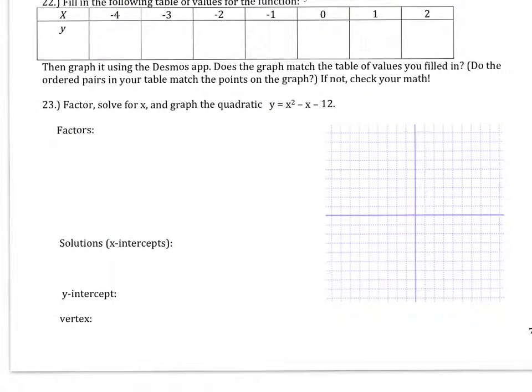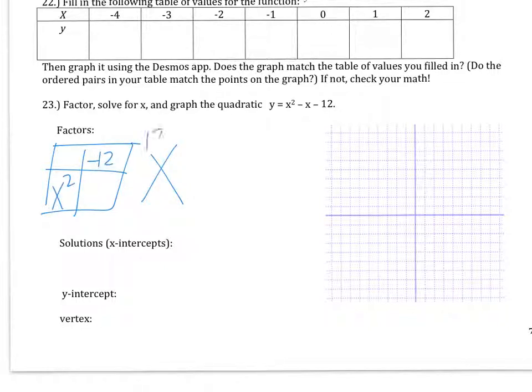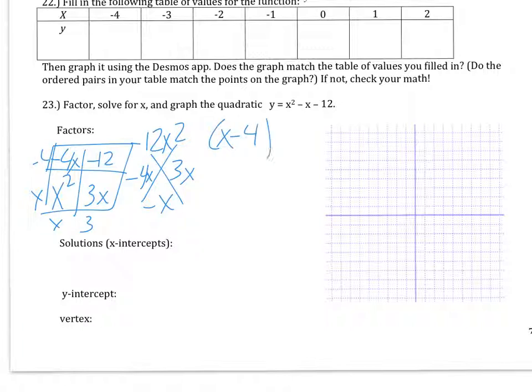The next problem we're going to look at is number 23, and we are going to factor x squared minus x minus 12. So that means diamond and rectangle. We need two numbers that multiply to give us negative 12x squared, but add to give us negative x. That's going to be negative 4x and 3x. So we're going to have x minus 4 and x plus 3.